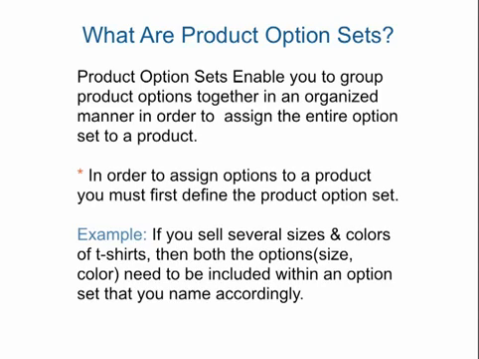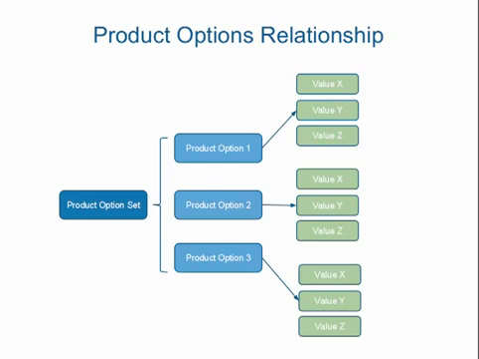An example of this would be if you sell several sizes and colors of t-shirts, then both the options for size and color need to be included within the option set that you can then name and apply to the product. Now that may sound a little bit confusing, however, I'm going to walk you through the process of doing this in your store. Here is another diagram that demonstrates the relationship that the product option set has with the options and then with the choices within those options.